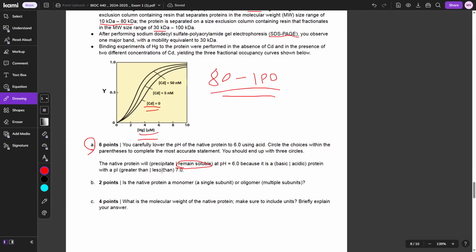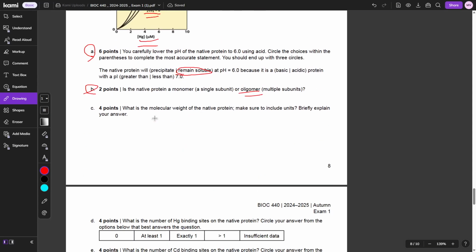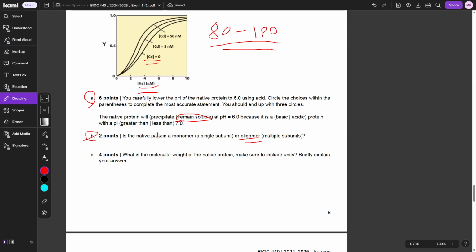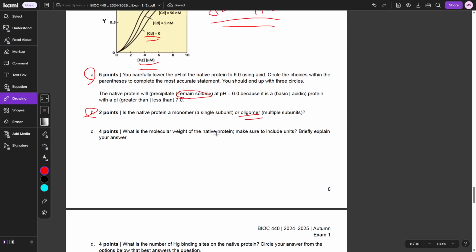Okay. You guys actually already solved part B. Is it a monomer or is it multiple subunits? You said it's an oligomer, right? You said it's 3 times 30, right? So you got that, right? So yeah, it's an oligomer, right? Because we just said it's 3 things of 30, right? What's the molecular weight of the native protein? It's 90, right? With 3 subunits, with 30 kilodalton subunits, right?